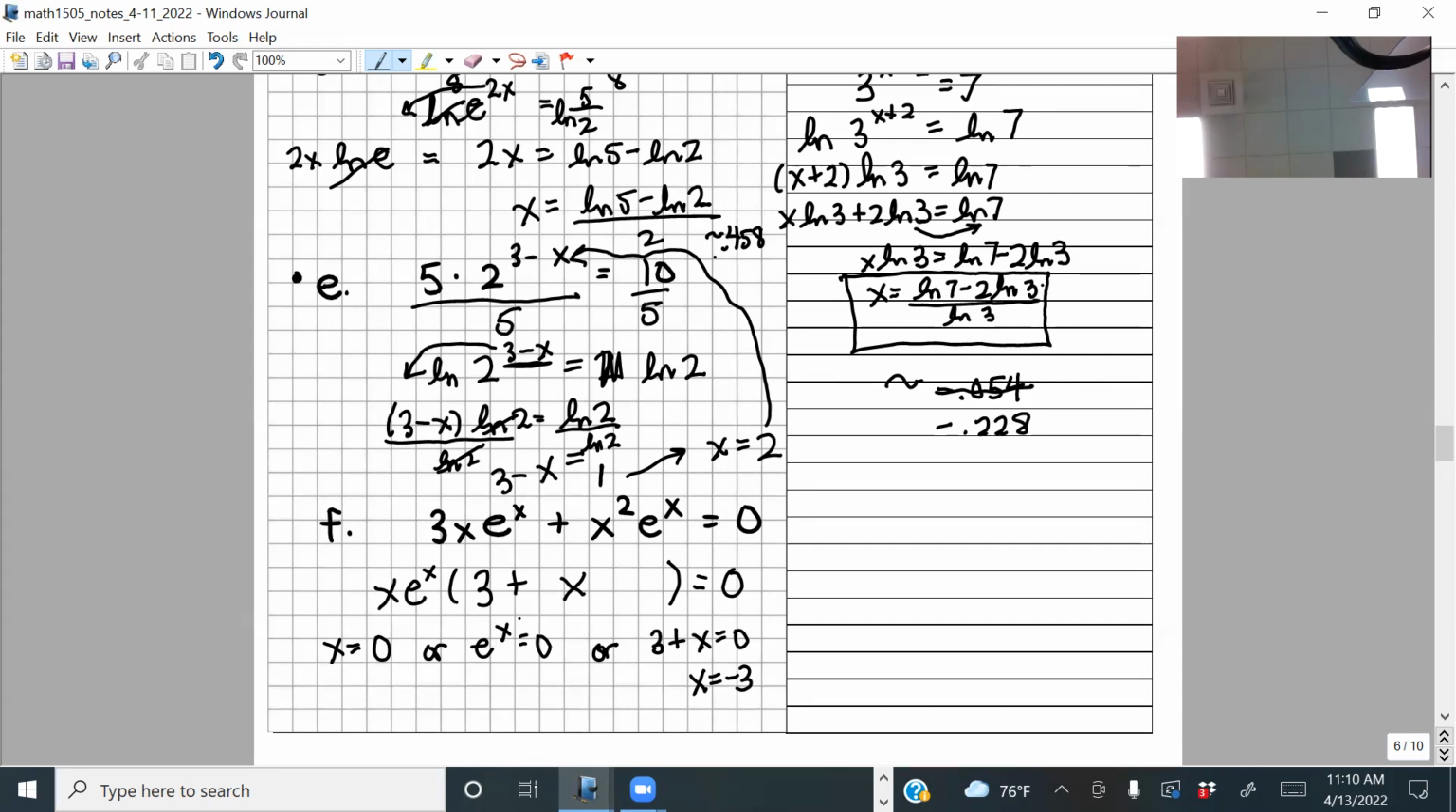So this has no solutions. There's no possible x here that will make e to the x equal 0. So there are your two solutions, x equals 0 and x equals minus 3. That's it. See, it's easy to solve. Didn't even need natural log there at all, right? We just solved using some algebra.